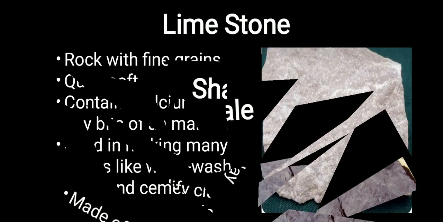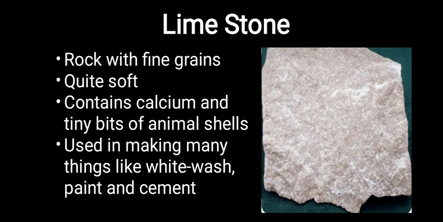Now next one is limestone. It is a rock with fine grains that are quite soft, and it contains the mineral calcium and tiny bits of animal shells. It is used in making many things such as whitewash, paint, and cement.